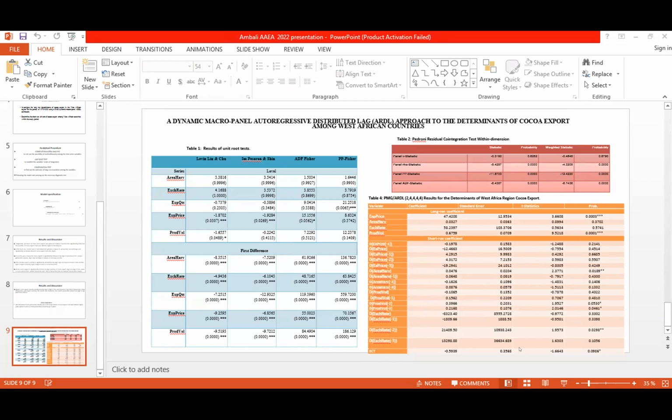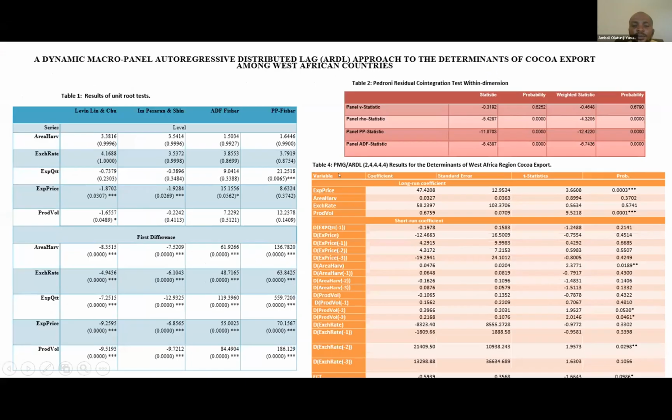Yes, we can. So I'm on Table 4. Can you see Table 4? PMG-ARDL result for the determinants of West African region cocoa exports. The result shows both the long-run and the short-run determinants of cocoa exports from West Africa to the world.